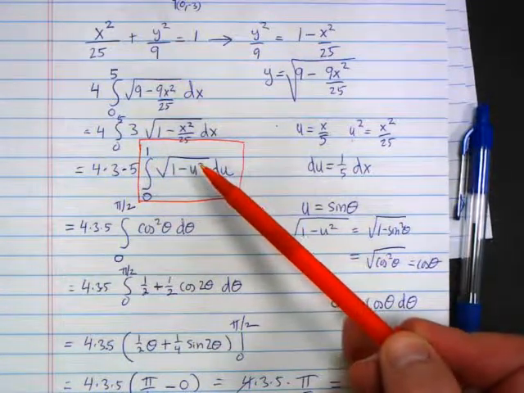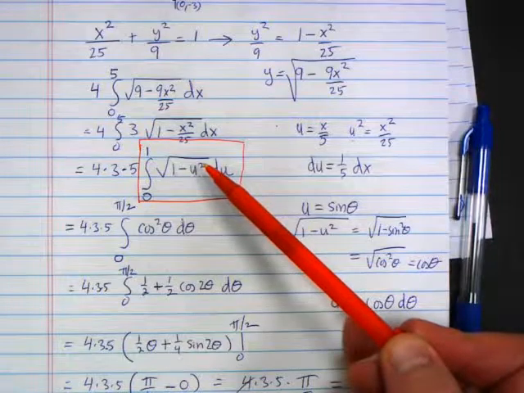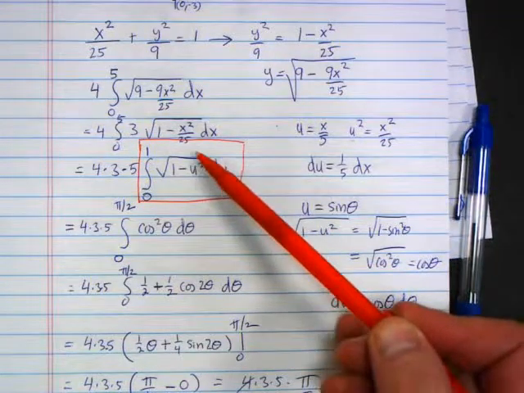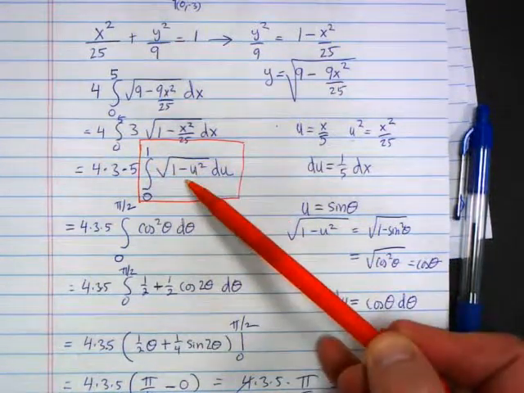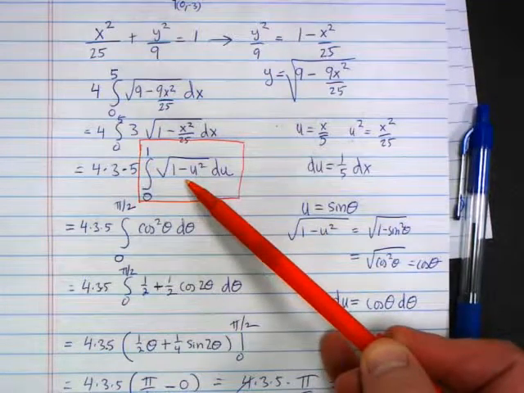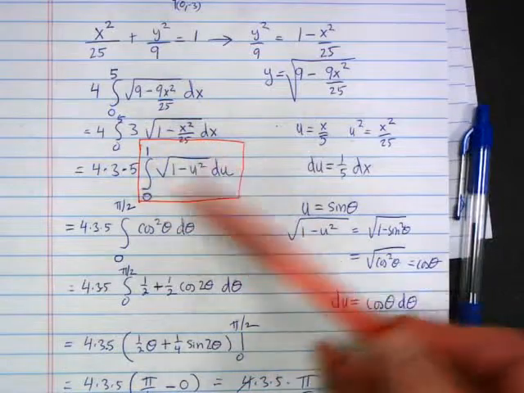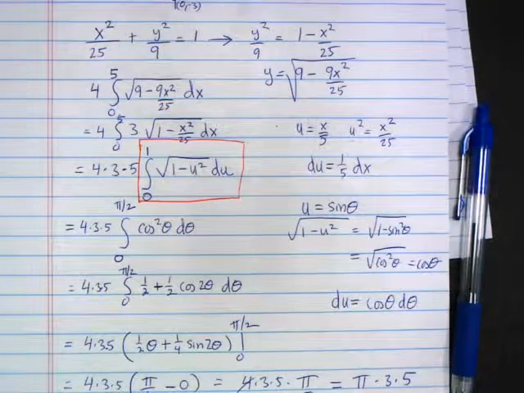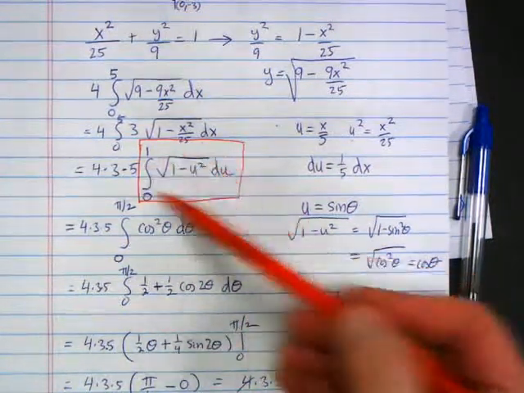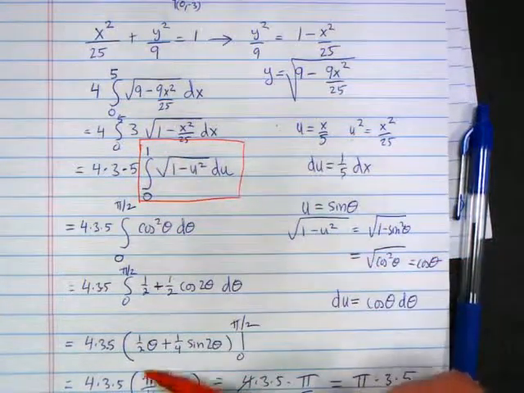How do you find the area of a circle? Pi r squared. So pi is pi and r squared would have been 1. So that would have just been pi. Would have been a lot easier to do it that way. Except it's only a quarter of the circle, so we would have had to divide by 4. So when we integrate this, we should get pi over 4.